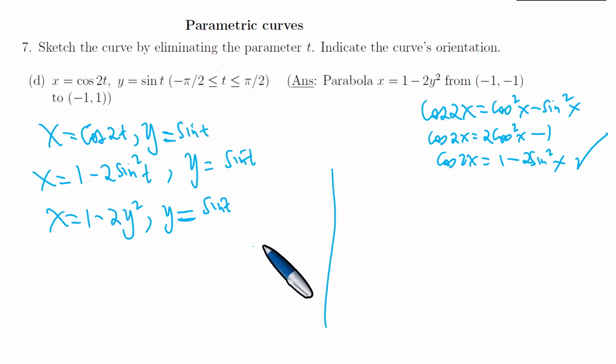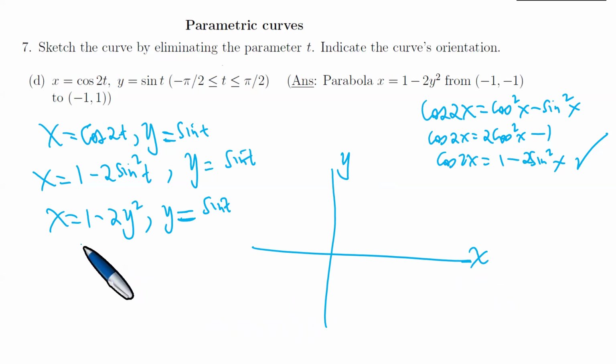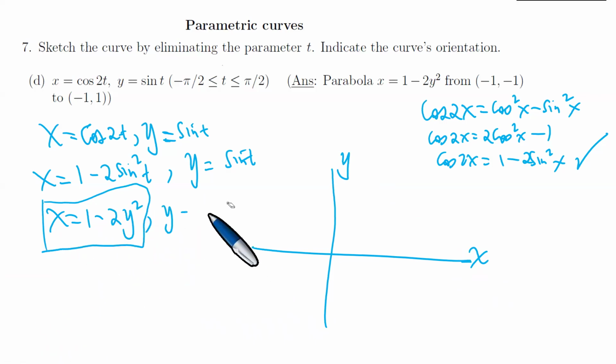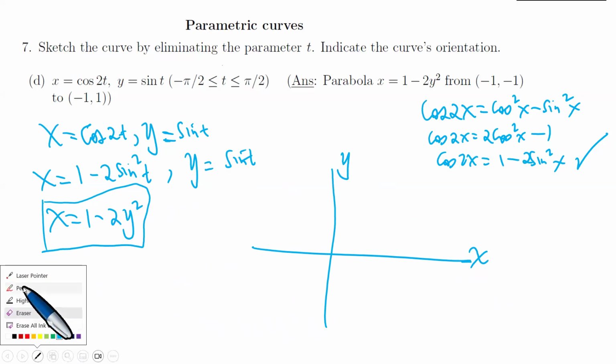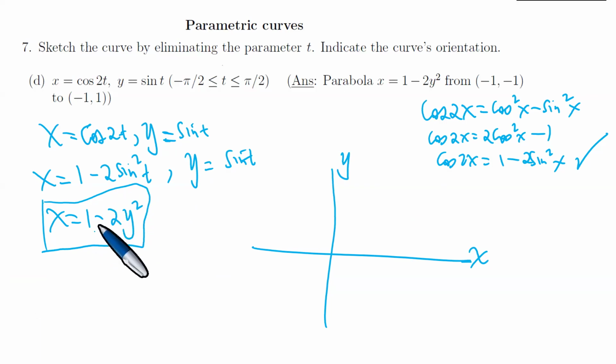Right, so now at this point you need to sketch this parabola. It's a clear parabola because whenever y is sine t, you put it here in the place of sine t, then you have a y squared here. When y is 0, this thing goes away and then x becomes 1. So you're going to have x equals 1.